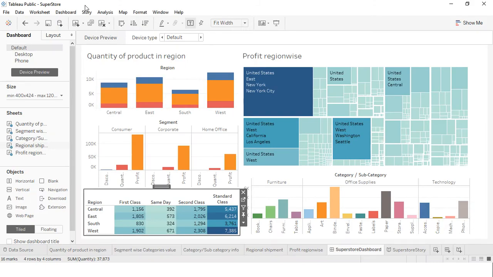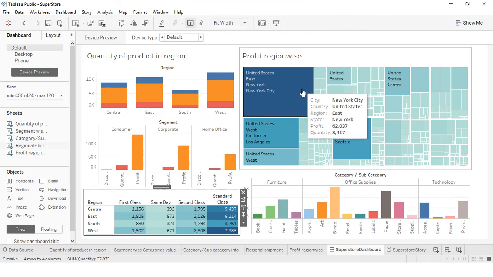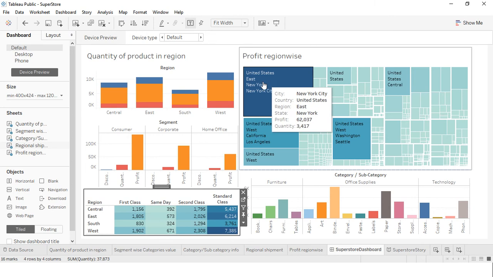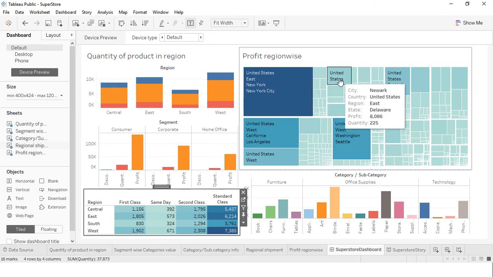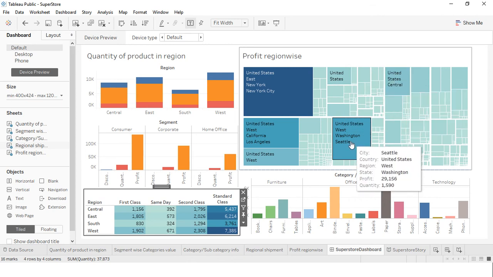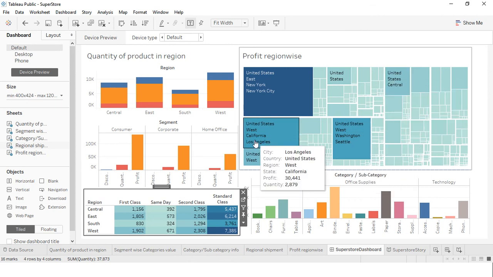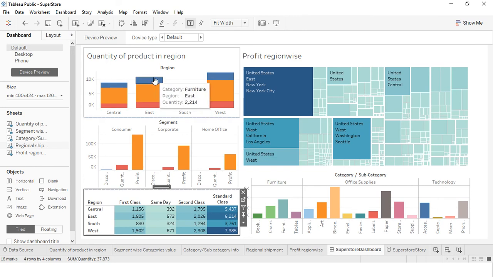So this is the dashboard for the Superstore dataset. Here we can see the profit region wise. In the east region, this city has the highest profit with respect to quantity, and similar to other regions, we have the quantity and the profit. Here we can also see the quantity of a product sold region wise, and similarly segment wise, how much discount the consumer, corporate or home office is getting.